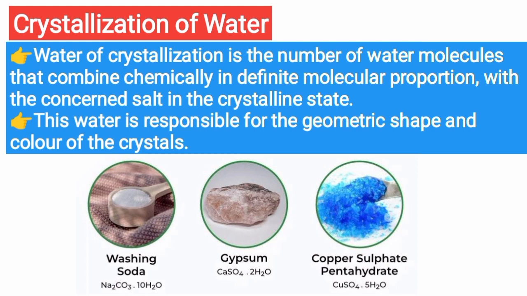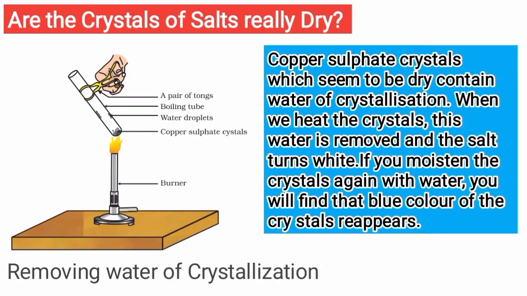It is also a salt, and that salt has water of crystallization. And next one, gypsum, formula CaSO4 2H2O, calcium sulfate dihydrate. It is called gypsum. And next one, copper sulfate pentahydrate, CuSO4 5H2O, is the common name for copper sulfate pentahydrate. Are the crystals of salts really dry? Yes. Copper sulfate crystals, which seem to be dry, contain water of crystallization.